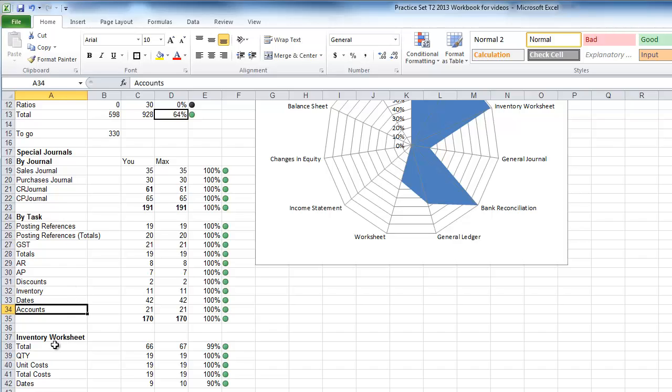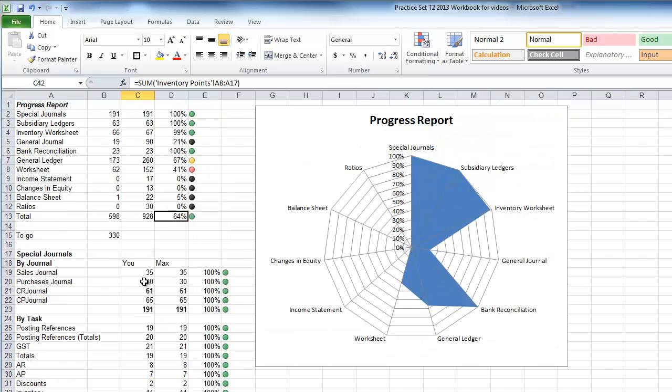You do something similar for all the other categories there. So if you see the inventory worksheet, it's broken down into quantities, unit cost, totals and dates, and we can see dates are 9 out of 10. As I said, there was one minor point with the dates. Right, well, that will just give you a very quick overview of how you might use your progress report.